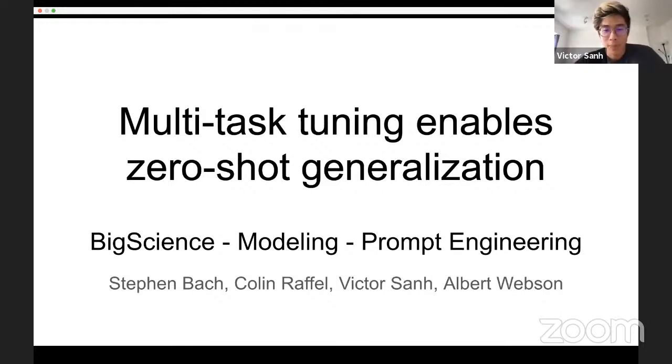Thanks, Matthias. So hi, I'm Victor Sanh, and together with Stephen Bach and Albert Webson, we're going to present the latest updates in the modeling prompt engineering working group. Unfortunately, Colin Raffel couldn't join us to give the presentation today. But more specifically, we're going to talk about zero-shot generalization and how multitask fine-tuning enables some sort of zero-shot generalization.